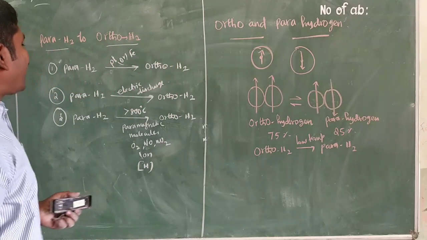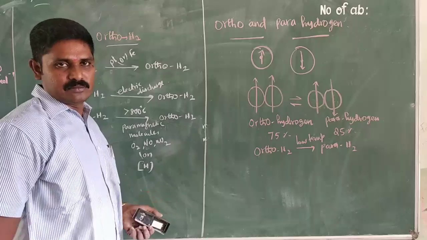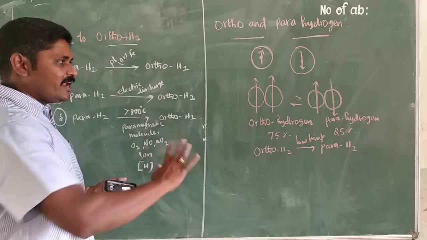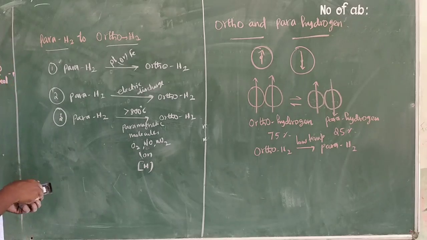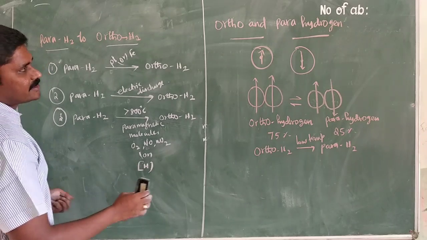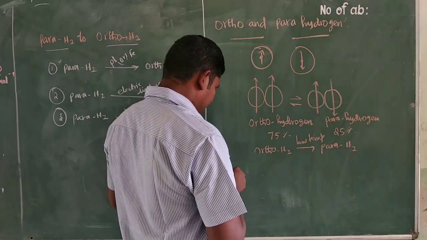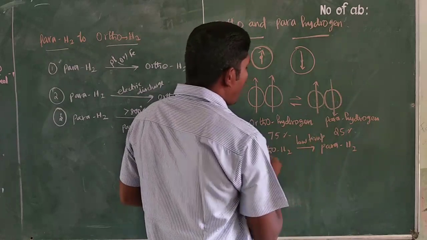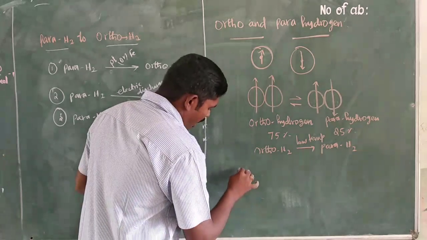The chemical properties are similar in ortho and para-hydrogen, but some of the physical properties differ in ortho and para-hydrogen. For example, melting point.